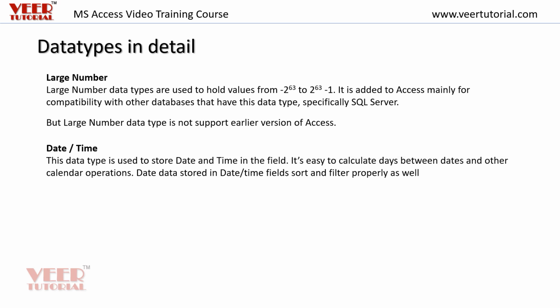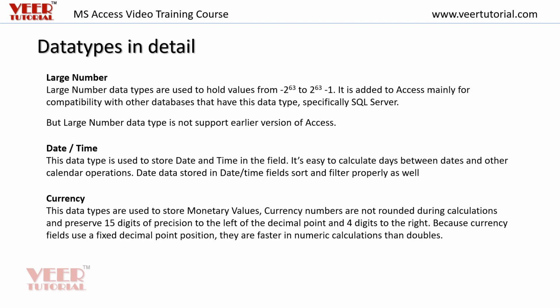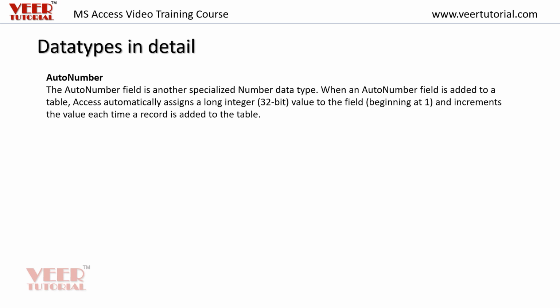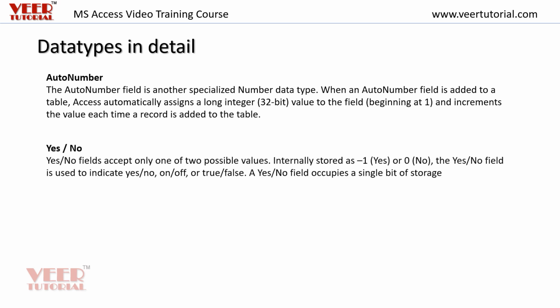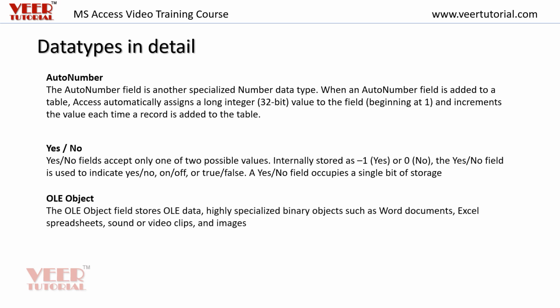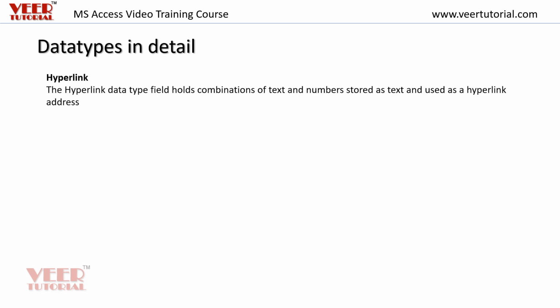Date and time: this data type is used to store date and time in the field. It is very easy to calculate days between dates and other calendar operations. Date data stored in the date time field can be sorted and filtered properly as well. We have already discussed the currency. Auto number also we have discussed. Yes and no also discussed. OLE objects also discussed.